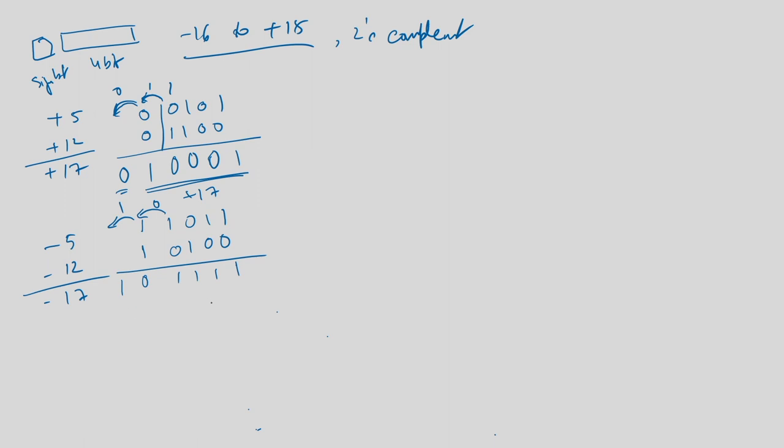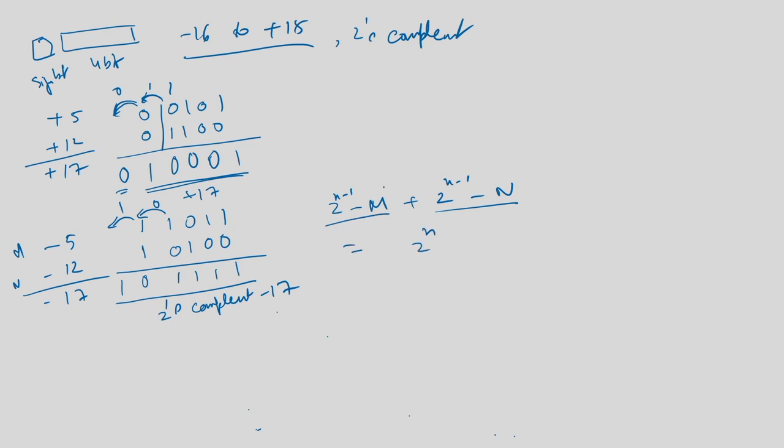So what is this? Effectively, if you consider this entire value, this is actually the 2's complement of minus 17. Let me see what is happening here. If I try to represent this minus 5, it is 2 to the power n minus m, right. So, this is your m and this is n, right. So, this is your minus 5, plus 2 to the power n minus n, this is your minus 12, right, because this is the 2's complement representation. So, if you just add this, it is 2 to the power n minus m plus n, right. So, effectively, this value is a 6 bit number which is the 2's complement of 17.